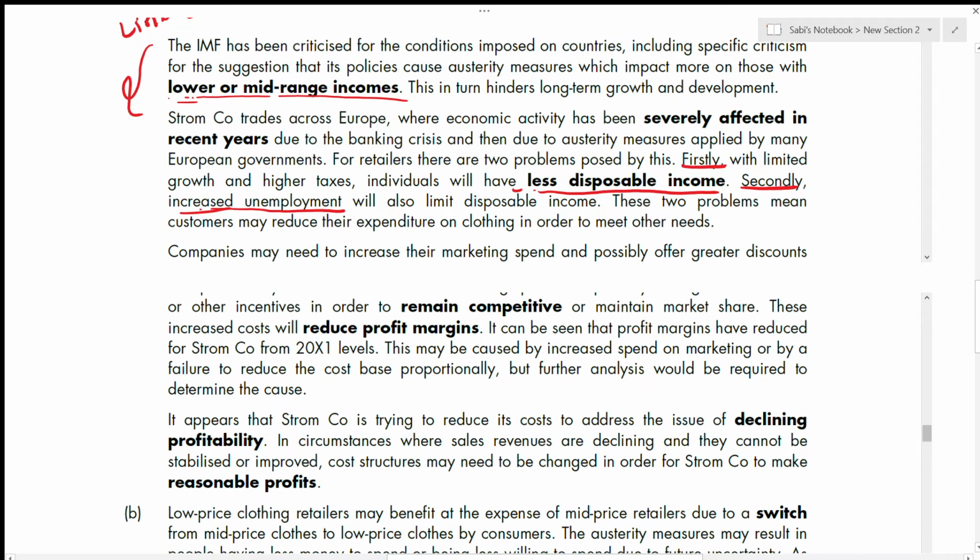Now, companies may need to increase their marketing spend and positively offer greater discounts, right? Let me go through the requirement again and see whether they ask for this.